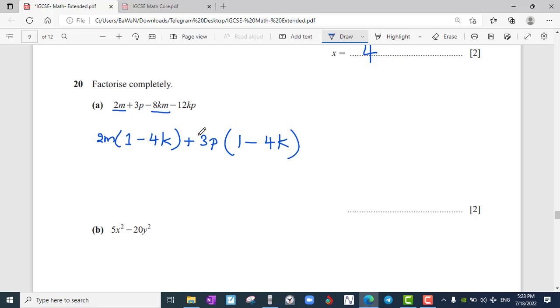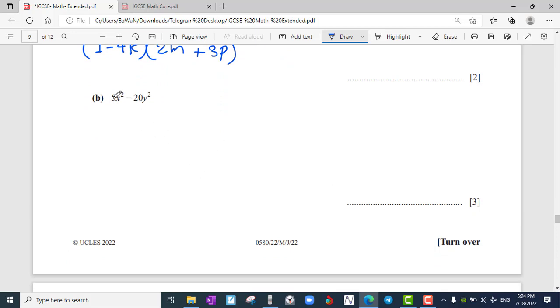Now I see this bracket, it's common, it's in both terms. So I'm going to take this bracket out. I consider the common term, and what's remaining from here is 2m. What's remaining from the other is 3p. Now it's completely factorized because we have 2 brackets and there is nothing between them except multiplication.